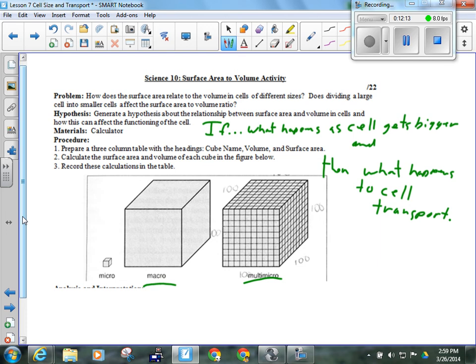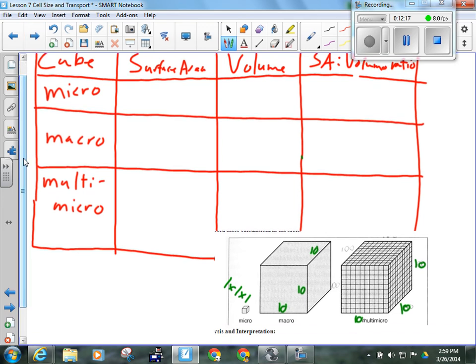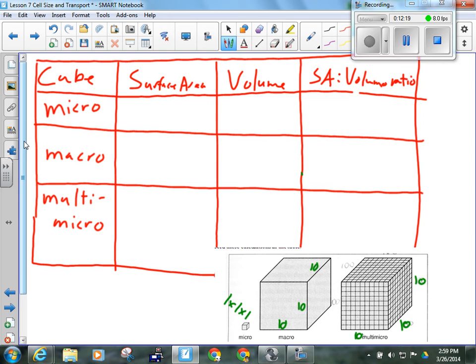All right, so here's our calculations. We've got our cubes down here, and this is the chart. You're going to need to make this chart in Google Docs at some point. But you're going to have the cube, micro, macro, and multimicro, the surface area, which we'll calculate here in a minute, the volume, and the surface area to volume ratio.